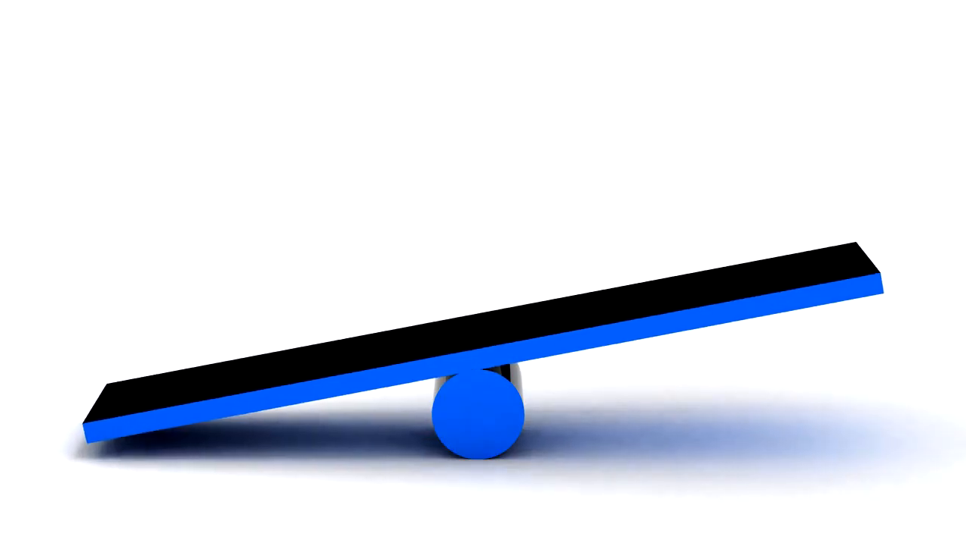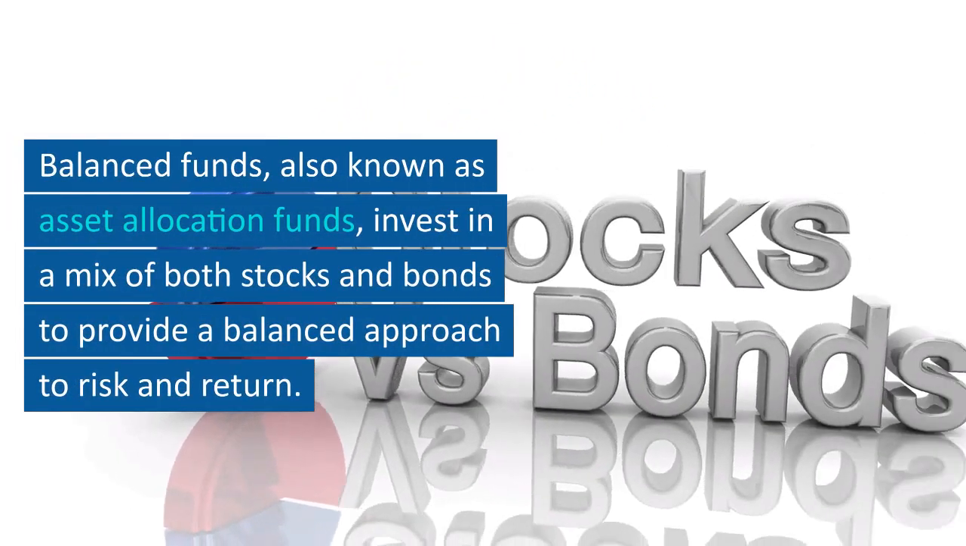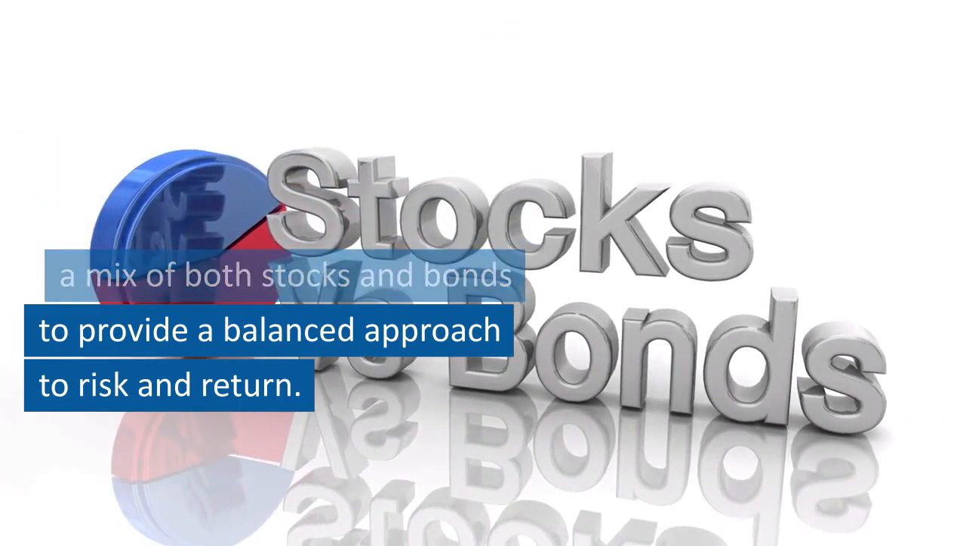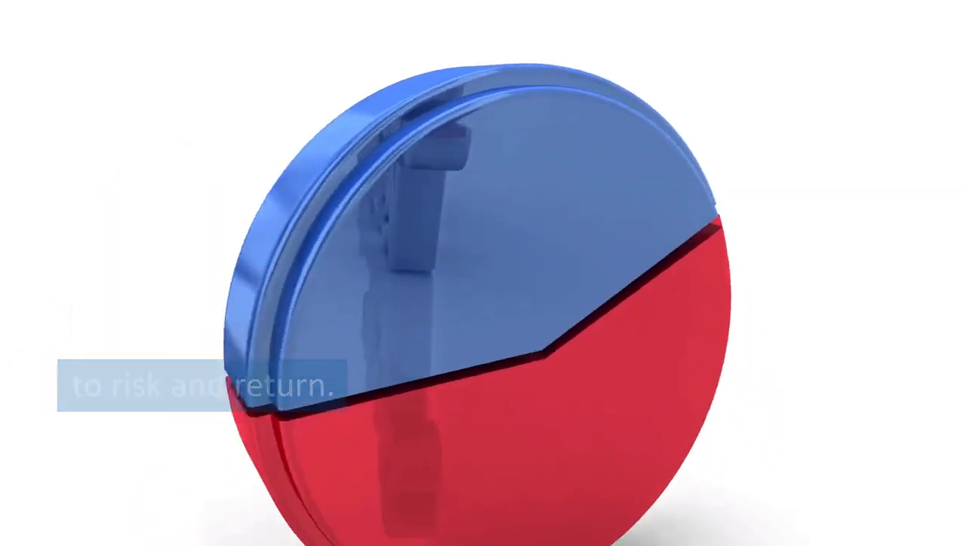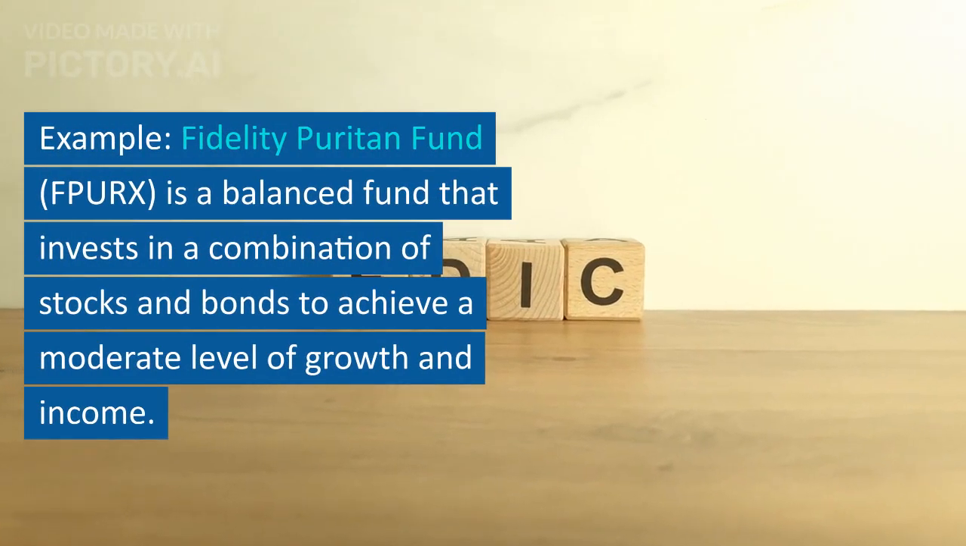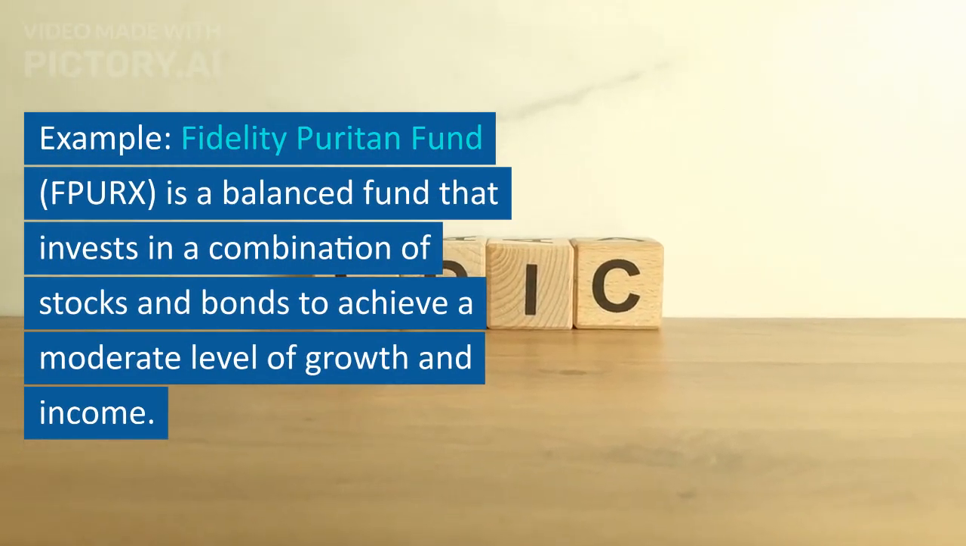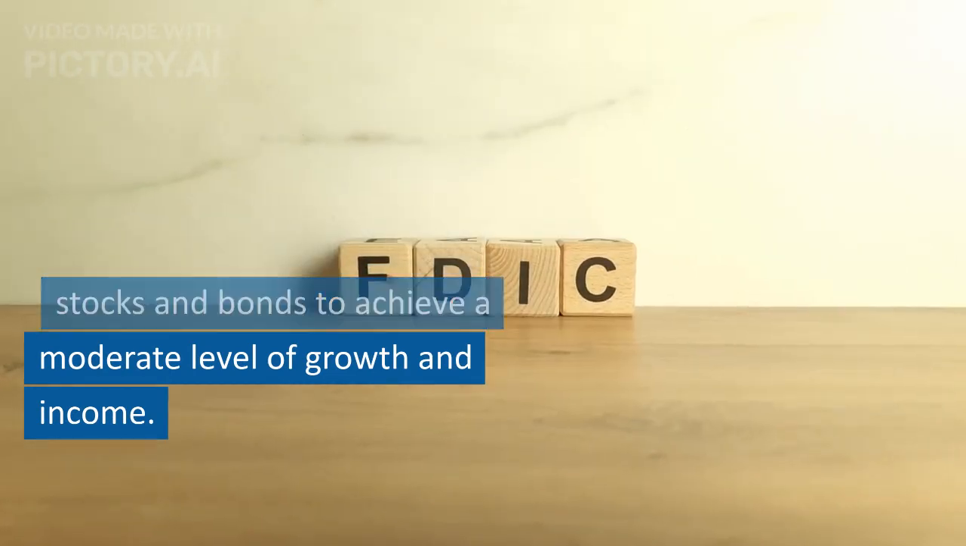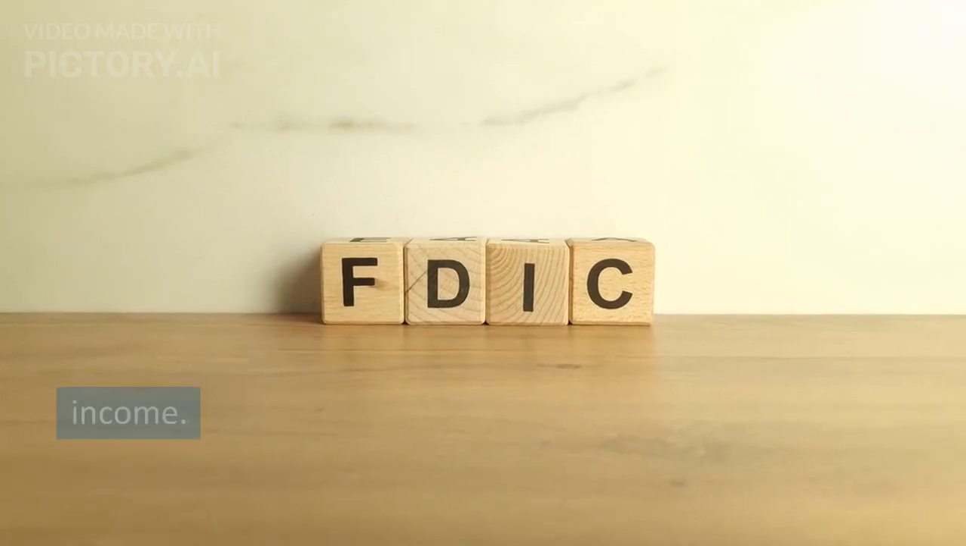Balanced funds. Balanced funds, also known as asset allocation funds, invest in a mix of both stocks and bonds to provide a balanced approach to risk and return. Example: Fidelity Puritan Fund, FPURX, is a balanced fund that invests in a combination of stocks and bonds to achieve a moderate level of growth and income.